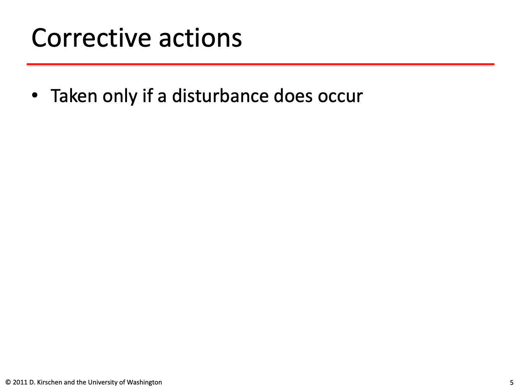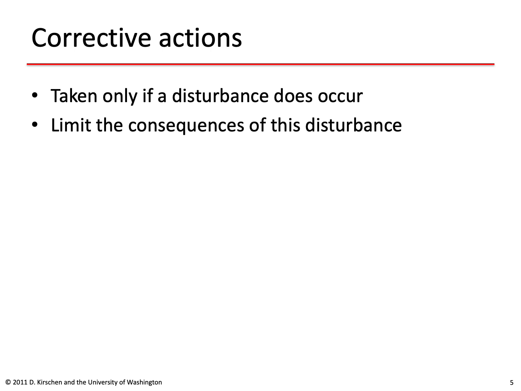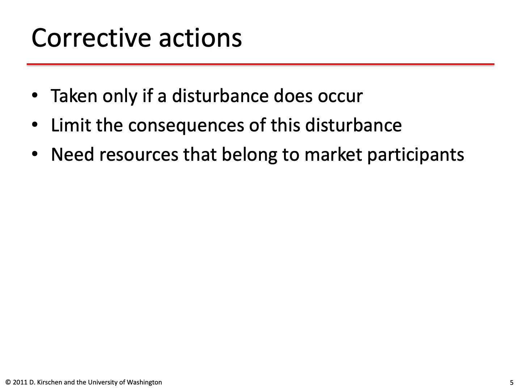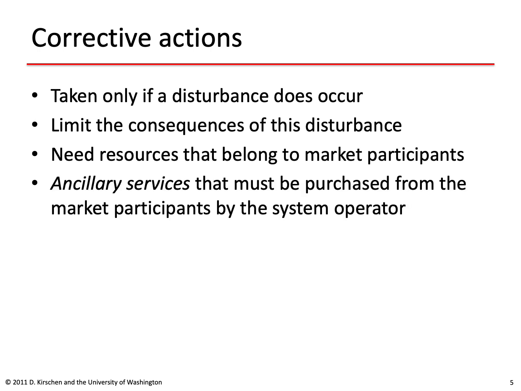On the other hand, corrective actions are taken only if a disturbance or contingency does occur, and their purpose is to limit the consequences of this disturbance. But to be able to put in place those corrective actions, the system operator is going to need resources that belong to market participants, particularly generators. And these resources are called services, and they will have to be purchased from the market participants by the system operator because, well, they're providing a service and they should be paid for it.